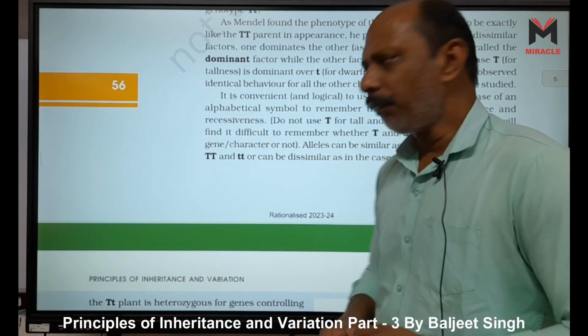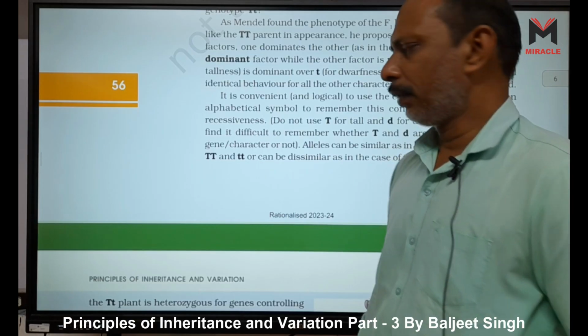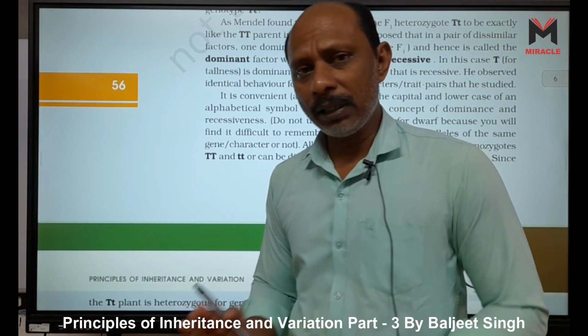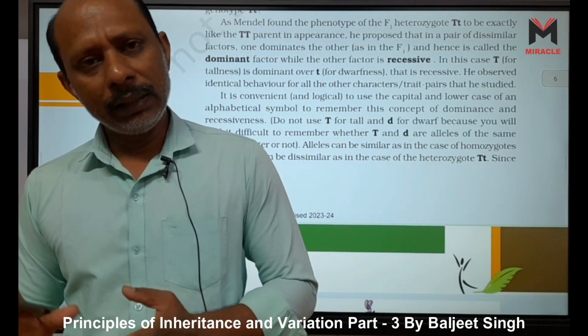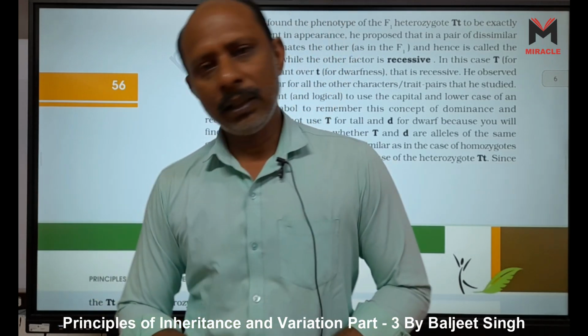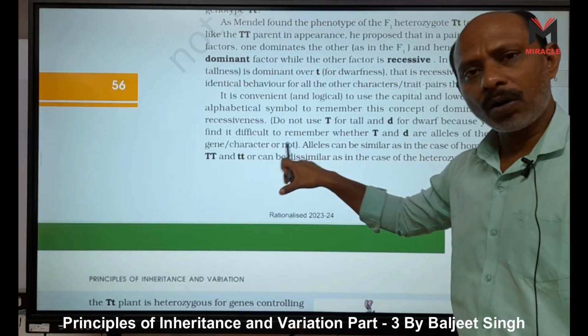Then we get confused. D means it is dwarf or D means it is another, right? But when we write capital T and small t, we understand that capital T, only the capital letter, means it is dominant, that is tall, and small t means not dominant. It is just the opposite of tall, right? So here, T and t are alleles of the same gene or character.